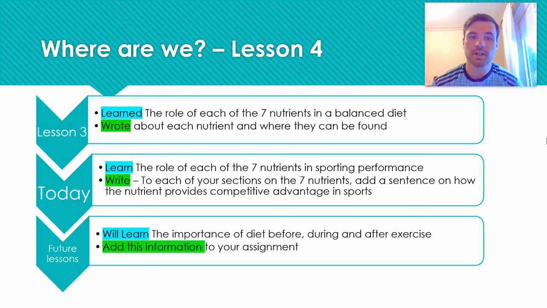In lesson 3, we learnt about the role of each of the 7 nutrients in a balanced diet, and you wrote about each nutrient and where it can be found. Today's lesson, we're also going to learn about the role of each of the 7 nutrients, but we're going to look at it in relation to sporting performance. And then you're going to write each of your sections on the 7 nutrients, adding a sentence on how the nutrient provides competitive advantage in sports.